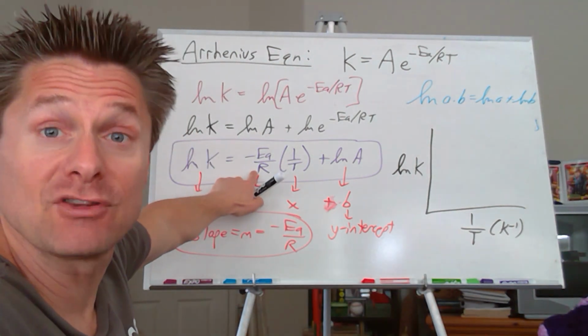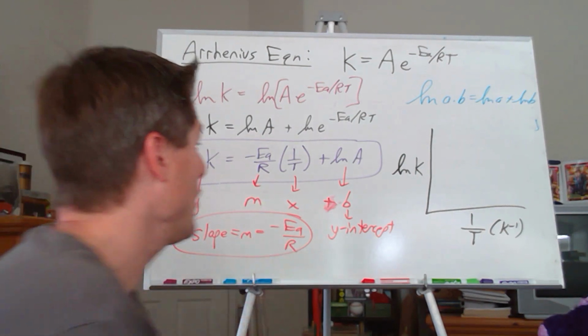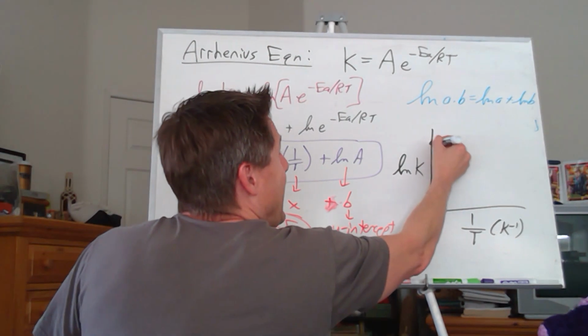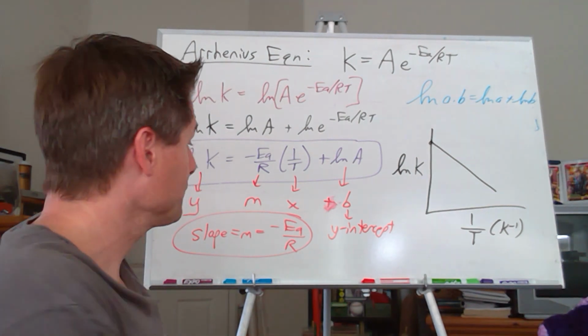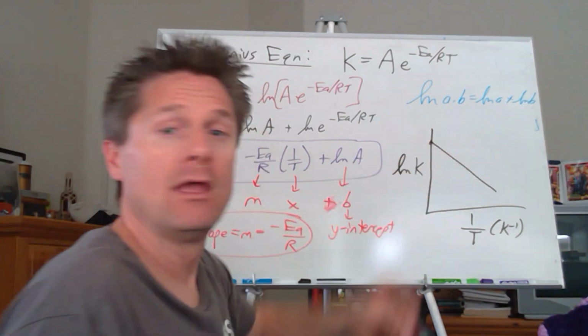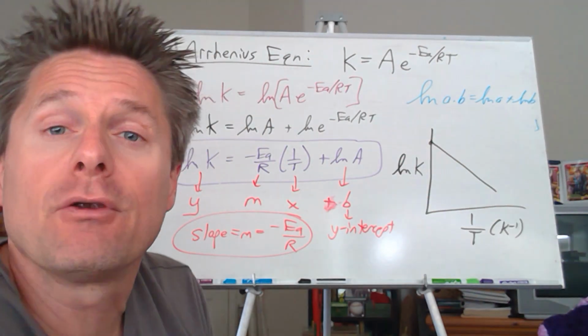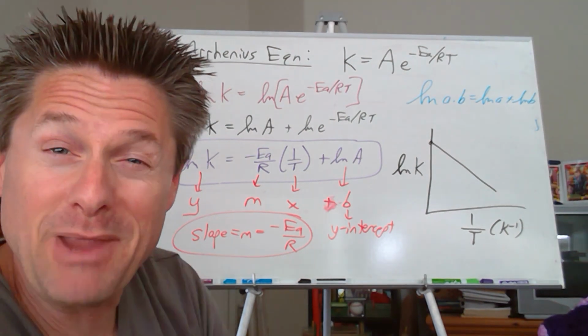We should get a negative slope, right? Because the slope is negative Ea over R. So we're going to get a negative slope like that. The y-intercept here, which if you do a least squares fit in Excel on your laptop, which you should be able to do, right?